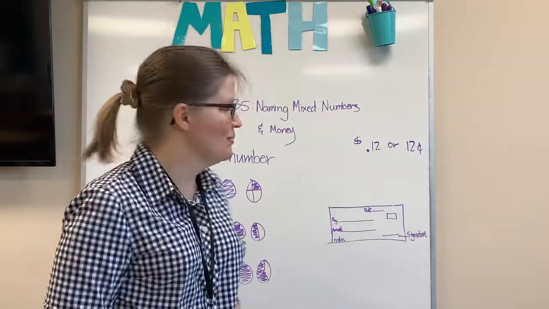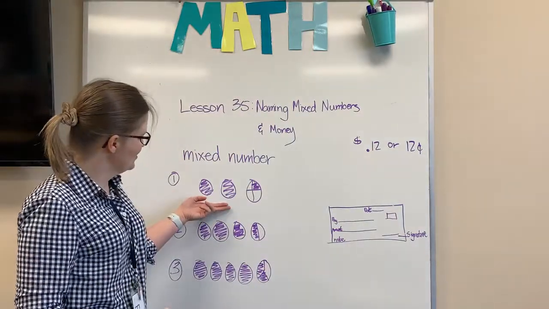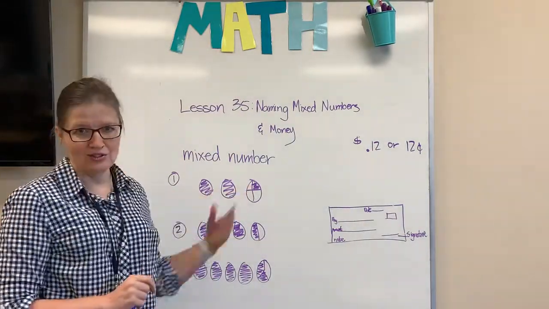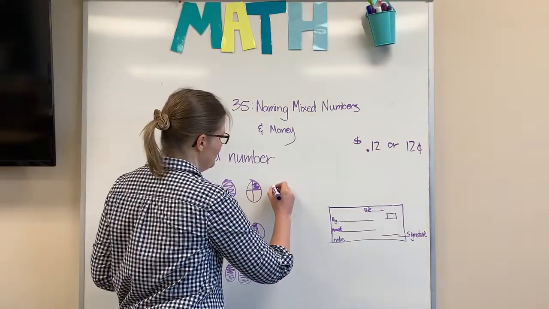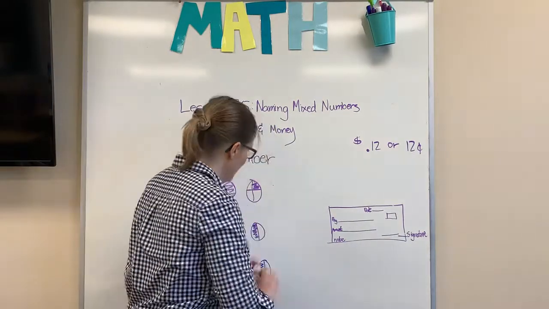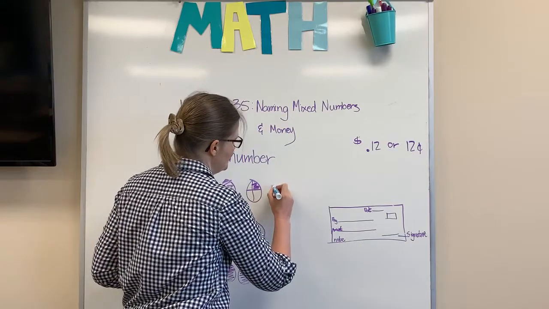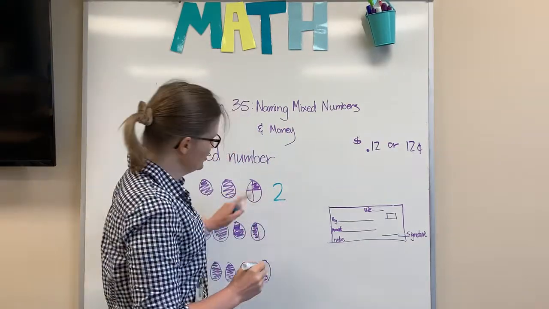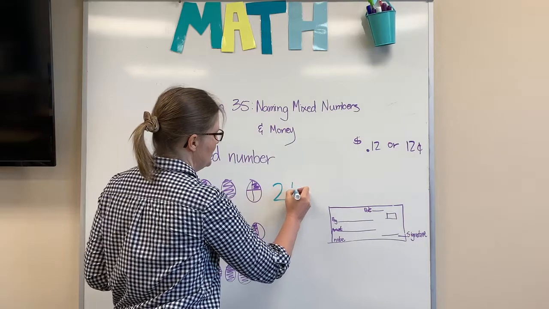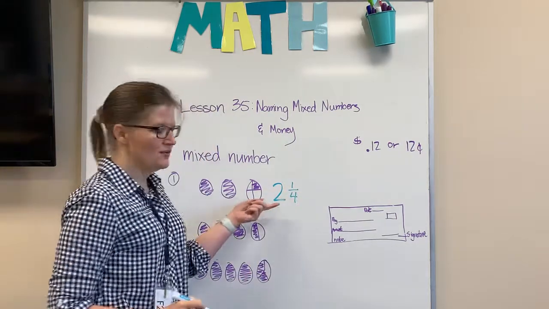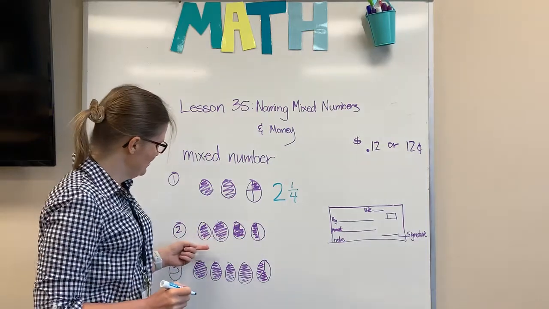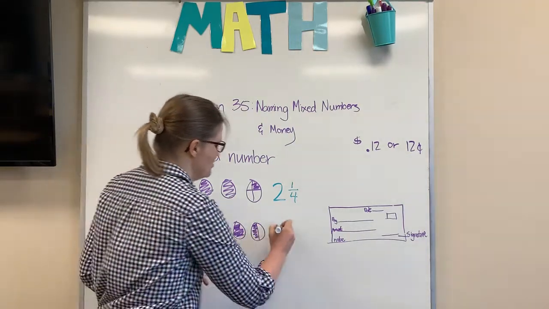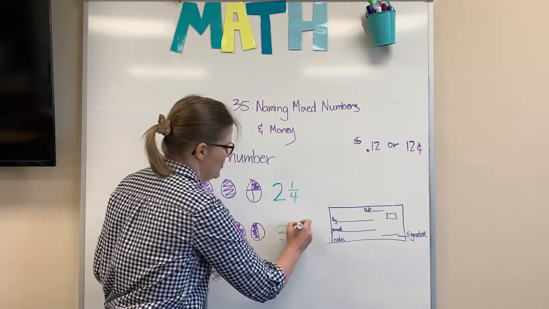Here are a few examples. We have two circles and a fourth of a circle is shaded. And so a mixed number would look like this. This is our whole number. I'm going to write this in blue. Our whole number is 2. And then the fraction part is 1/4. This is why it's called a mixed number. Our other example, we've got 3 wholes and then 1/2.